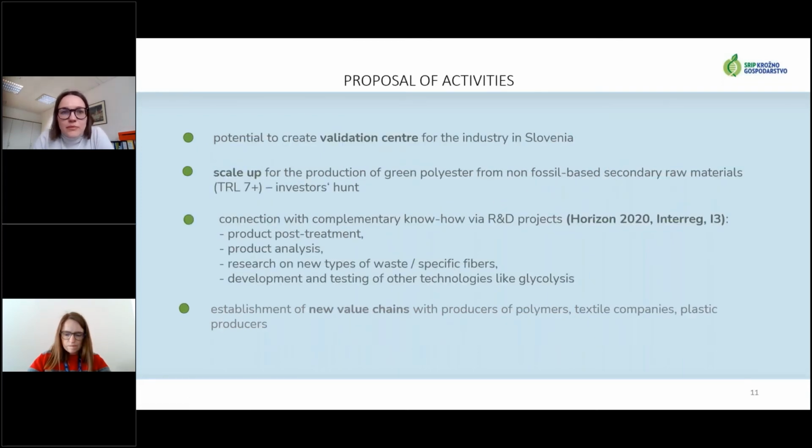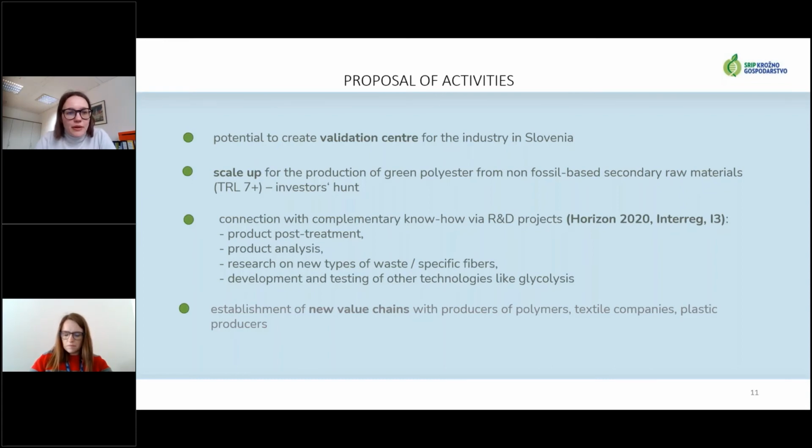So here is a list of activities that we propose together with the company and the already established business network around the pilot plant for the recycling of textile and plastics. Together with you, interested regions, Vanguard Initiative, and other potential partners that may appear during this process of officially establishing the use case. So there is a potential here in Slovenia to create a validation center for the industry.